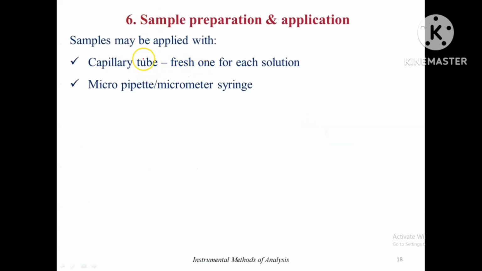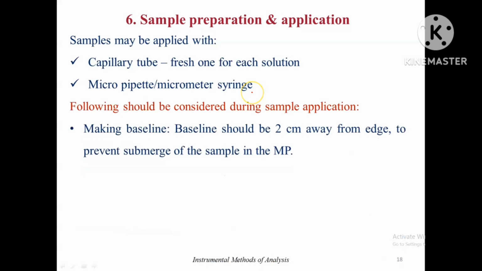The sample can be applied in many ways. So capillary tubes can be used for applying the sample. In this case, if we have to apply different sample solutions, for the application of each sample solution, a fresh capillary tube should be used. Alternatively, sample solutions can be applied with the help of micropipettes or microliter syringes.